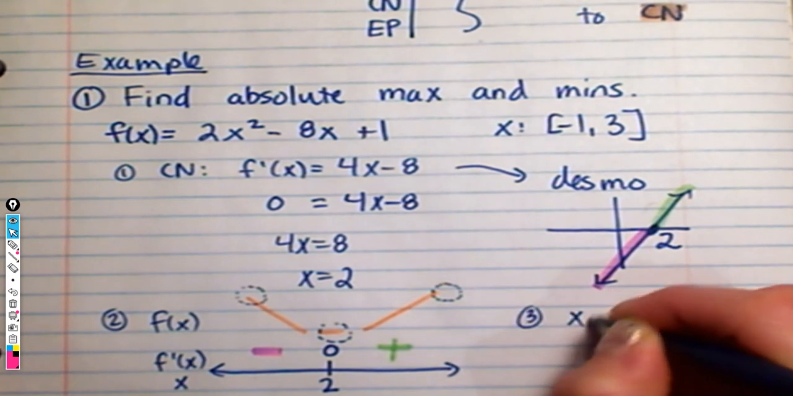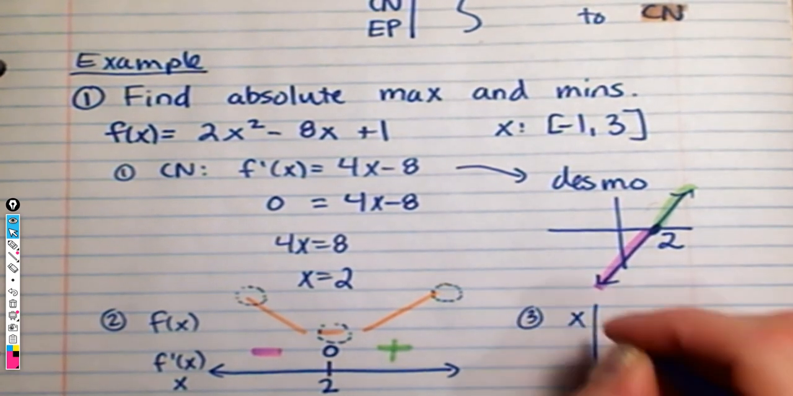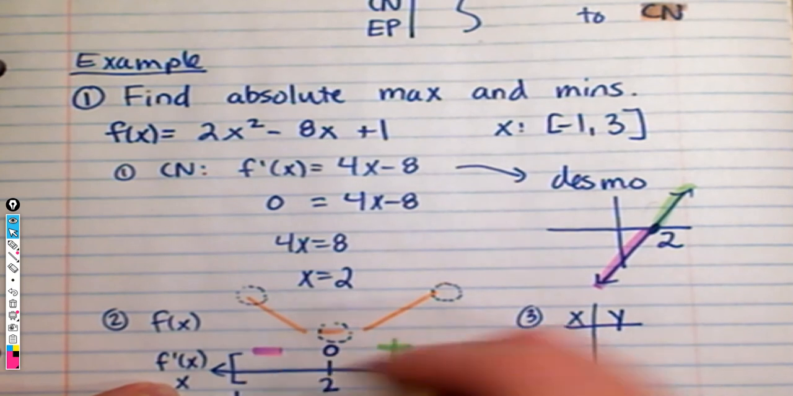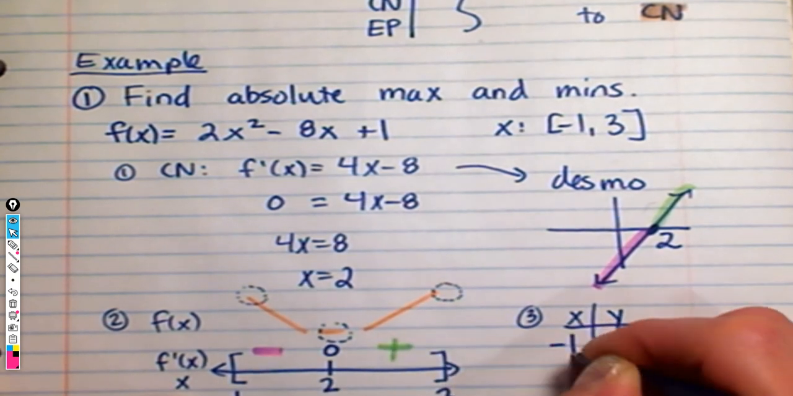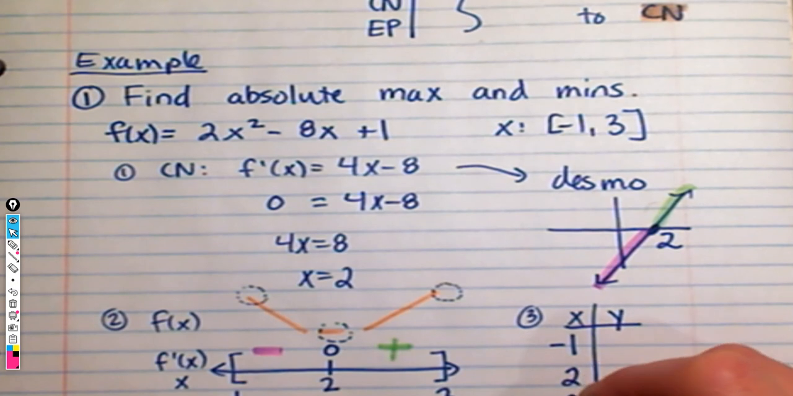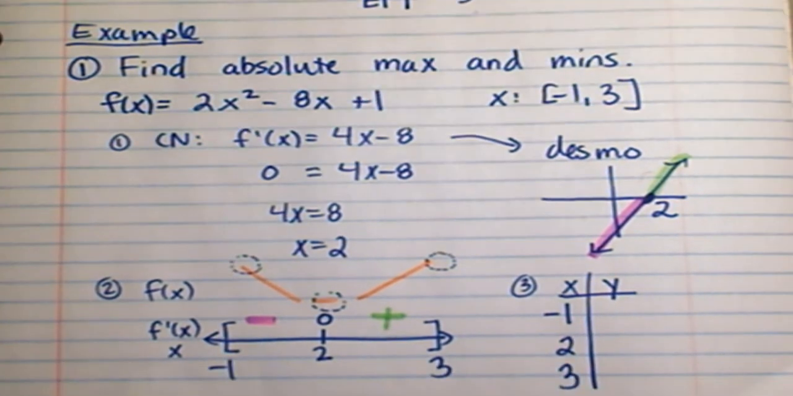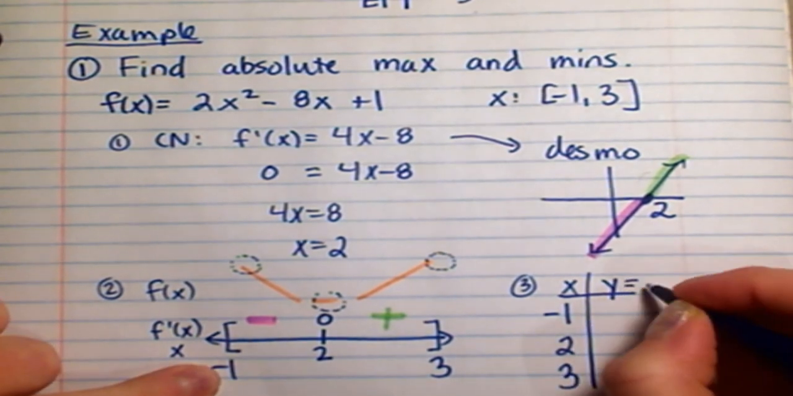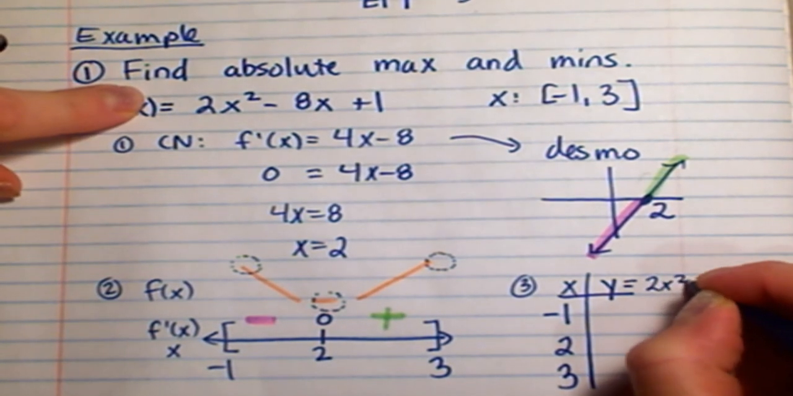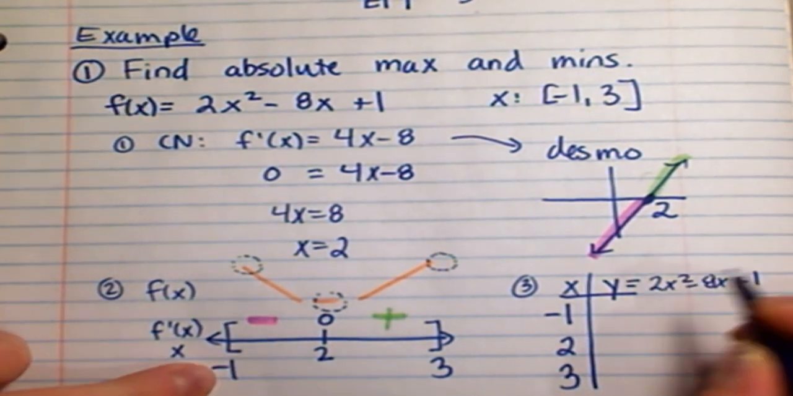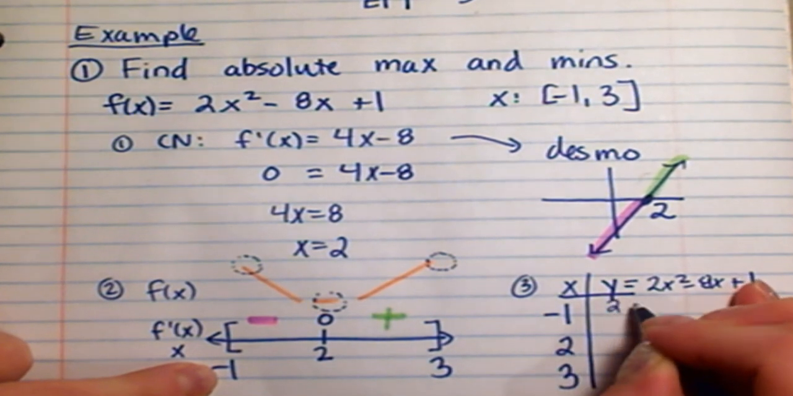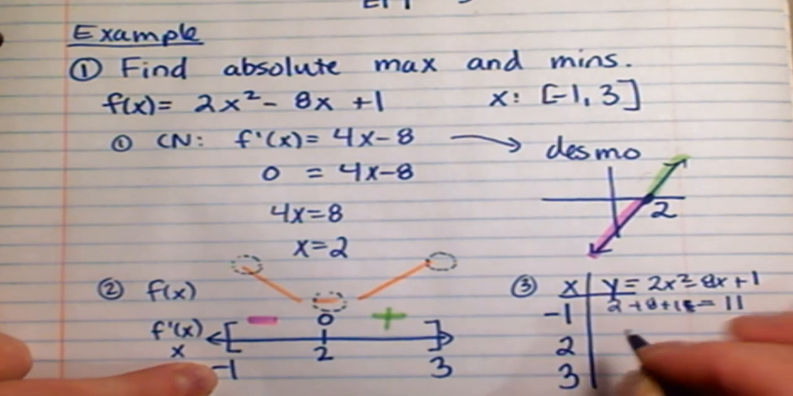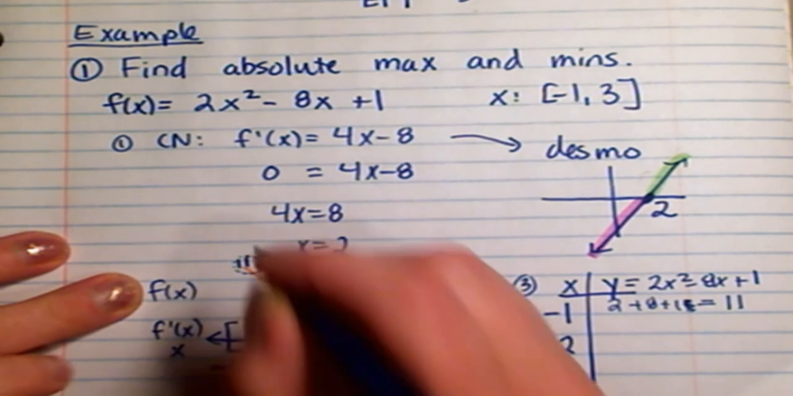So the third thing we're going to do is compare. My endpoints, I like to label my endpoints: -1, my critical number is 2, and then 3. I'm going to plug in. When I say test the y values, I mean from the original function. So if I plug in -1, I get 11. Now I'm going to plug in 2.